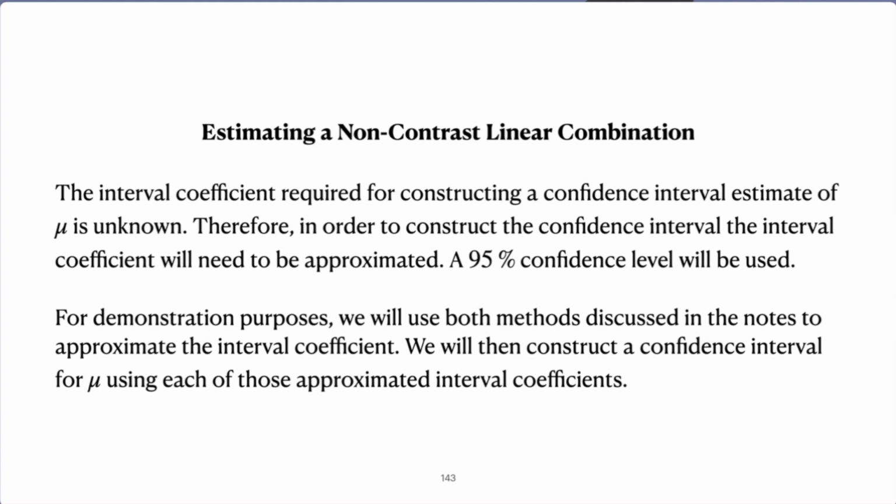All right, now the interval coefficient required for constructing a confidence interval estimate of mu is unknown, right, because this is not a contrast. Therefore, in order to construct the confidence interval, the interval coefficient will need to be approximated. A 95% confidence level will be used. Now, in practice, we would just pick one method of approximation, but for teaching purposes, I'm going to use both methods. And I would highly recommend that you do these calculations yourself to get the practice. Once we approximate the interval coefficient using each of those two methods, then we will construct confidence intervals for mu using each of those approximation methods.